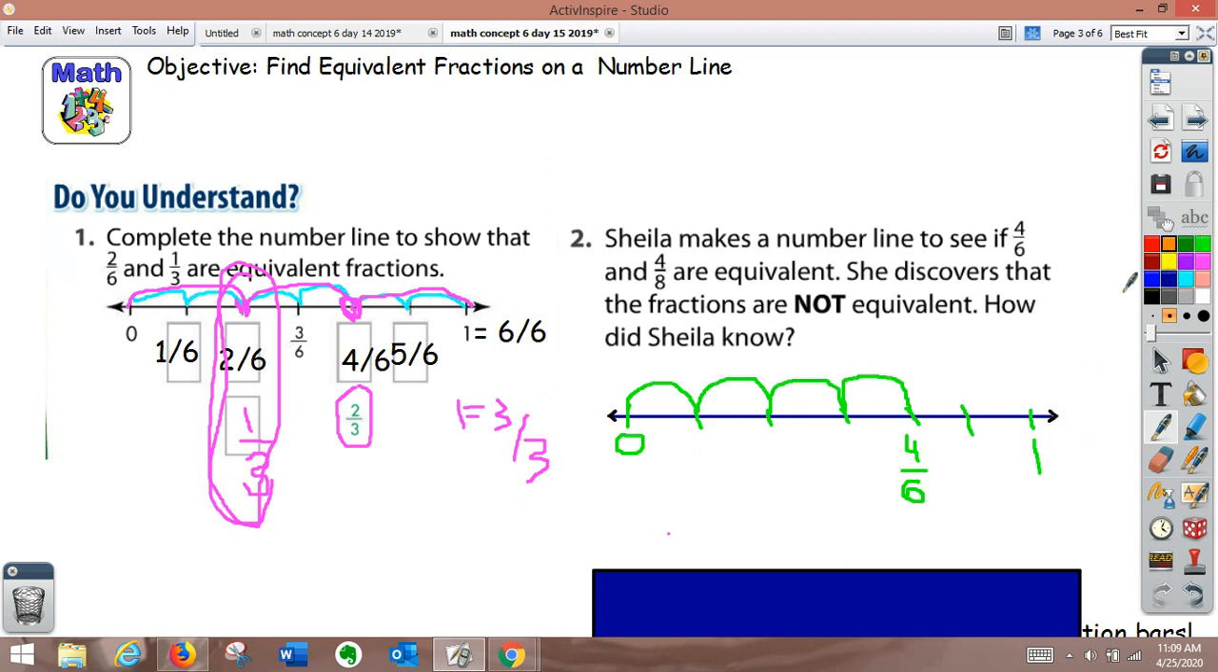Now let's try another one here. She also did 4/8, which means she's going to divide this line into 8 parts. Okay, well, let's see. Let's do 4/8. Well, I got to do this in 4 parts.